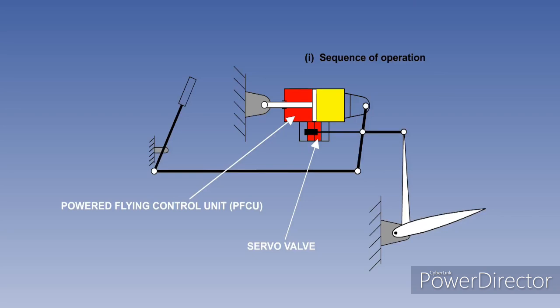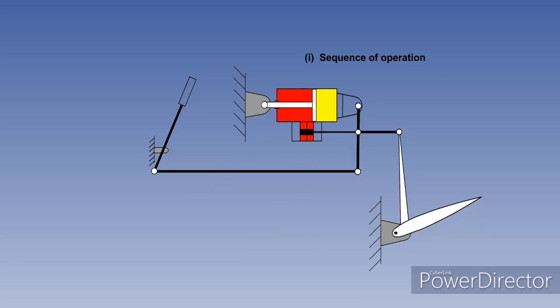Movement of the servo valve provides a path for hydraulic fluid under pressure to one side of the PFCU piston, and opens the other side to return. However, the piston cannot move because it is connected to the aircraft structure. But the PFCU body is free to move the control surface.